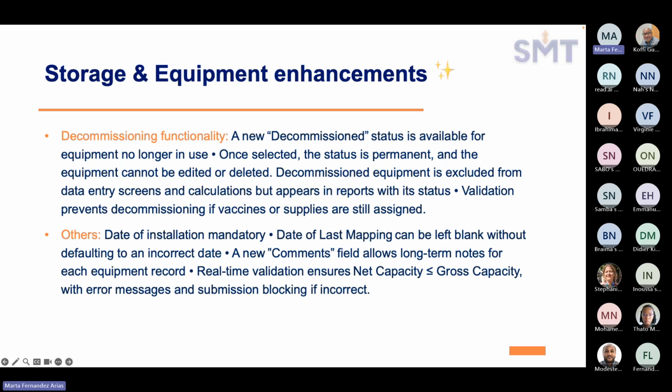Other changes that we have done to this storage and equipment screen is that the date of installation of the cold chain equipment is now mandatory. The date of flash mapping can be left blank. We have implemented a new comments field, and there is a real-time validation that ensures that the net capacity is lower than the gross capacity.